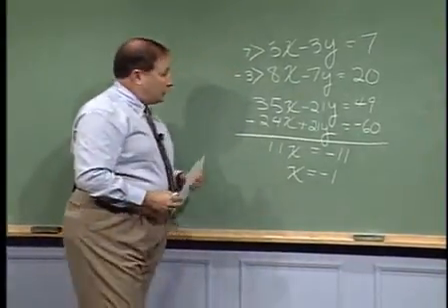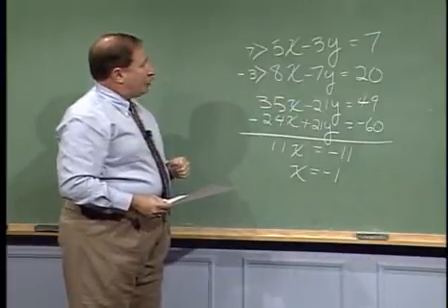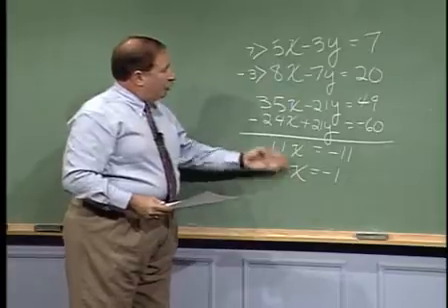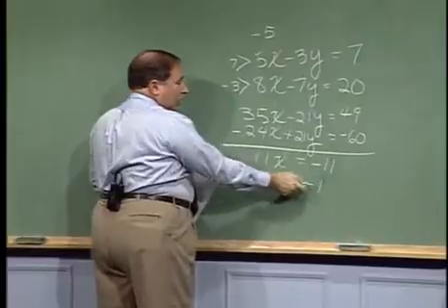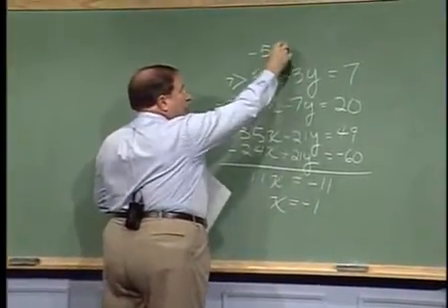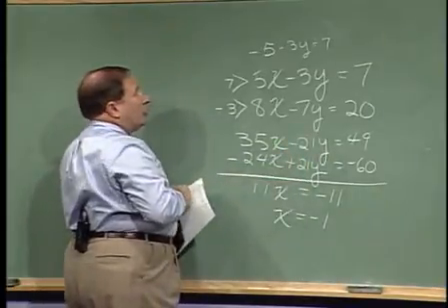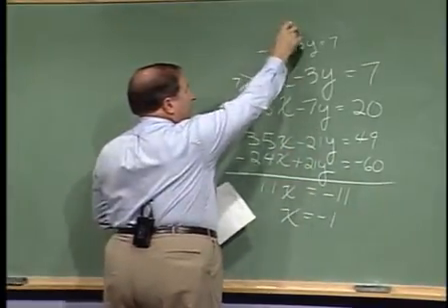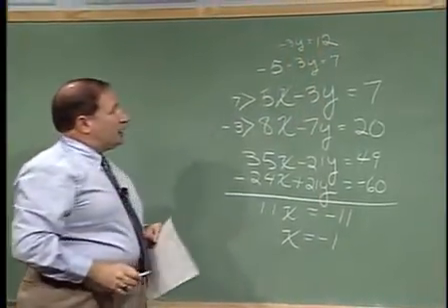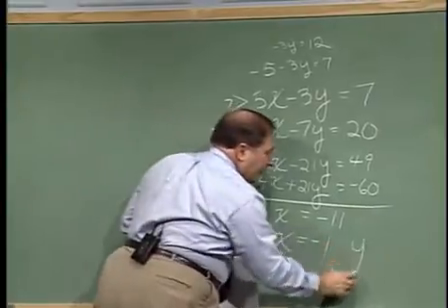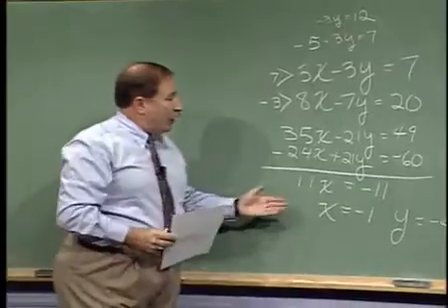Now I'm going to go back to, which equation? Doesn't really make a difference. I'll go back to this equation here, 5x minus 3y equals 7, and replace x with negative 1. And what I get is negative 5, that is 5 times negative 1, minus 3y equals 7. And of course, bringing the negative 5 over by adding it, I get negative 3y equals 12. And dividing both sides by negative 3, I get that y equals negative 4. Y equals negative 4. So there's my solution.